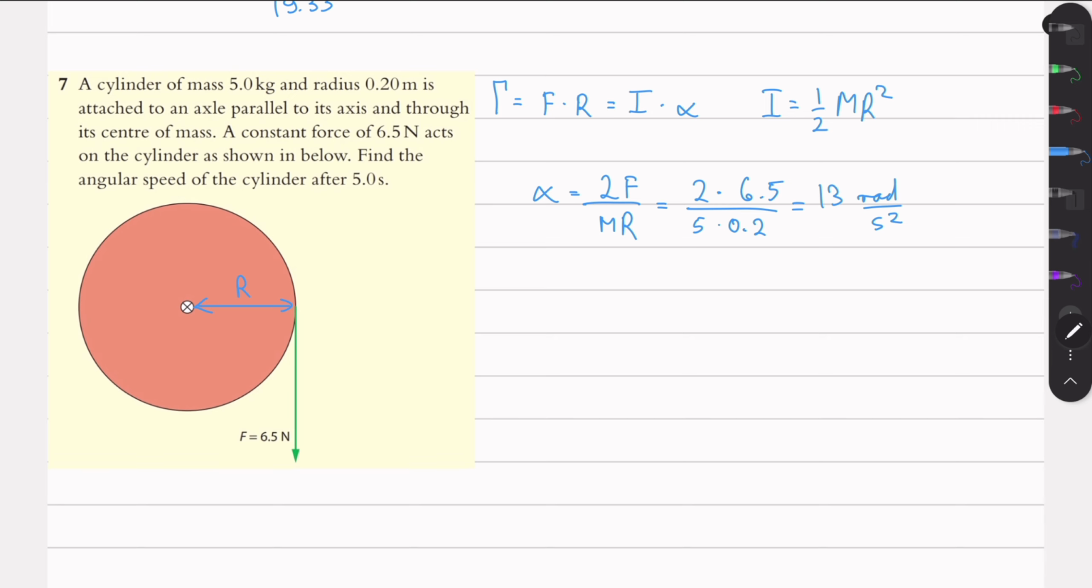So now we have the angular acceleration. We know it was accelerating for 5 seconds, so we can simply use the fact that the final angular speed is equal to the initial angular speed plus the acceleration times the time. This is 0, so we have 13 times 5, which will give us 65 radians per second at the end of the motion.